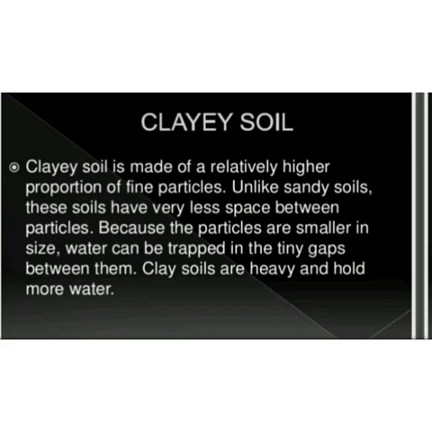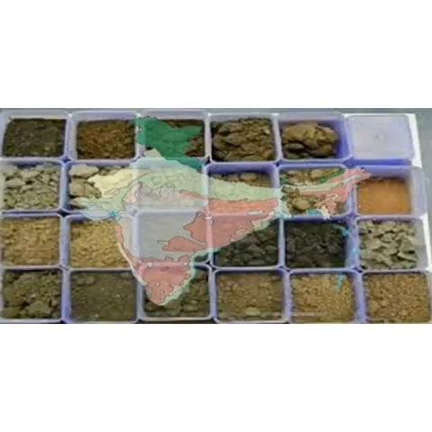Next, clayey soil. Clayey soil is made up of relatively higher proportions of fine particles. Unlike sandy soil, these soils have very little space. Compared to loamy soil, it contains very little space between particles because the particles are very small in size. Water can be trapped in the tiny gaps between them. Clay soils are heavy and hold more water. So, it is ideal for growing paddy and wheat.